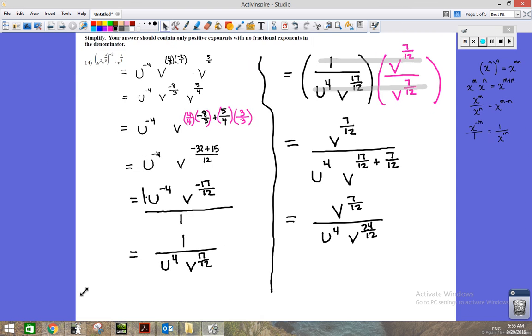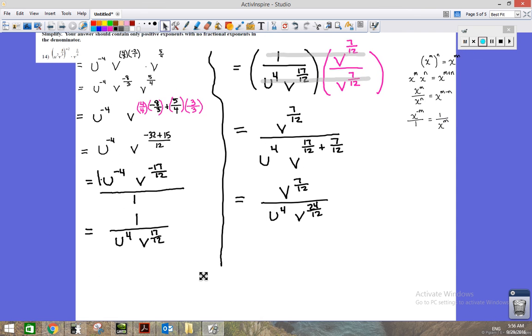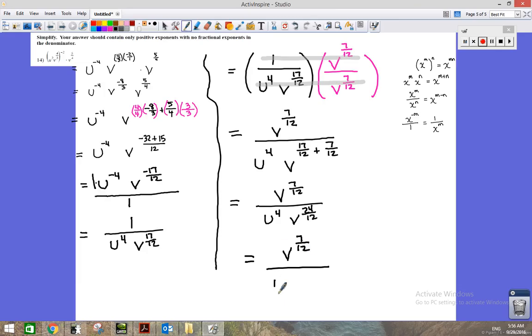So we are ready to write our final answer. We have in the numerator v to the 7 over 12, and in the denominator we have u to the fourth times v, and 24 divided by 12 is 2.